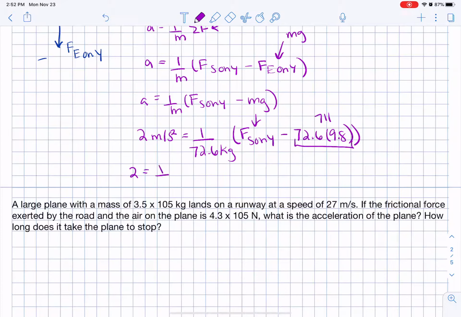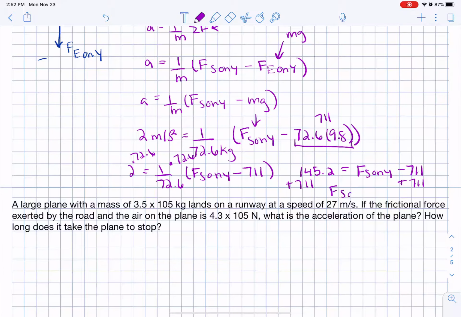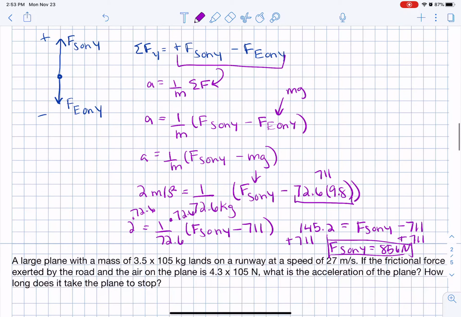So I have 2 is 1 over 72.6 times force of the scale on you minus 711. Now I'm going to multiply both sides by 72.6. Okay, 2 times 72.6 is 145.2 equals force scale on you minus 711. I'm going to add 711 to both sides, and I get the force the scale exerts on you is 856 newtons. Okay, and that's our final answer.